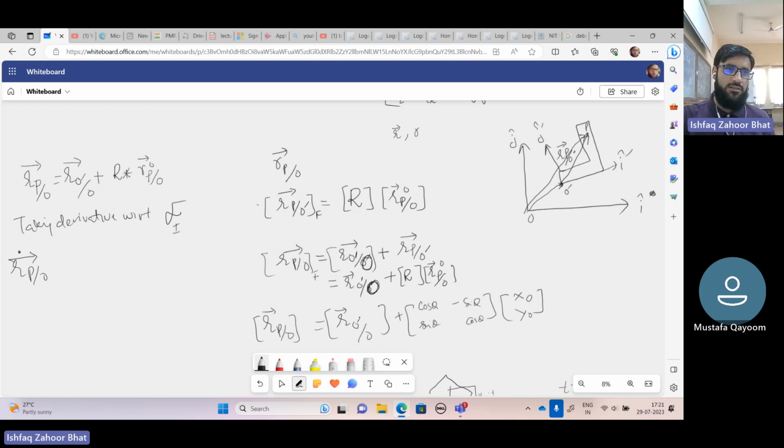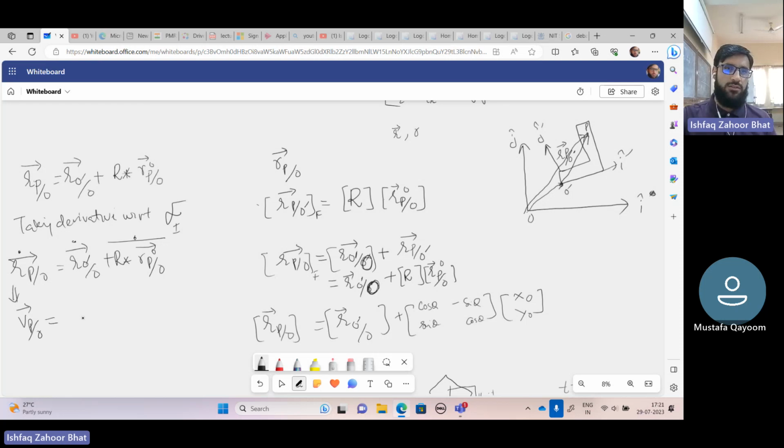I will write this dot equal to solid dot. It means the time derivative of R_P with respect to the fixed frame, and this is equal to R dash plus R star R_PO. And this is nothing but the velocity which we are searching for. So this is the velocity of P with respect to O as seen in the fixed frame.